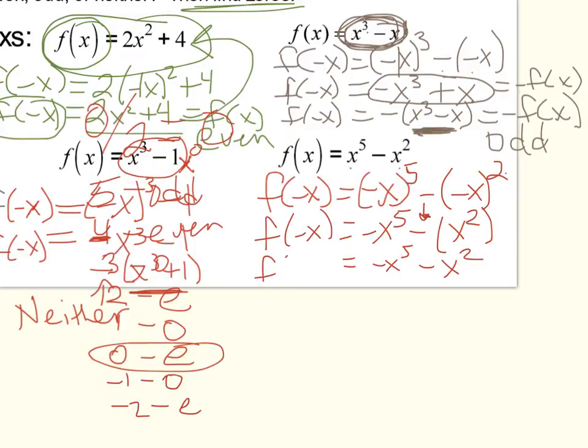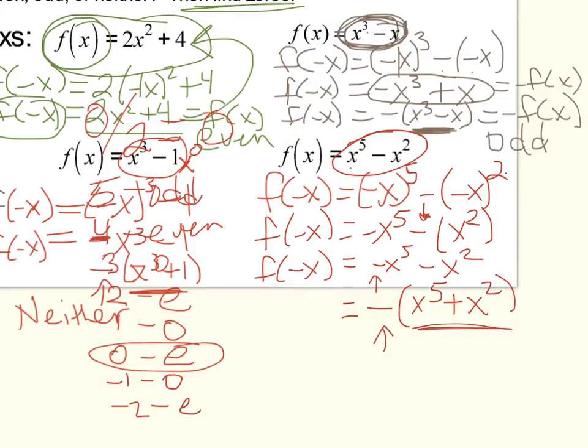All right, I'm looking at that and I'm saying, yep, I was right. It's neither because it didn't give me exactly f of x back. That's not f of x. It has a different sign right there. But it's not the opposite of f of x because not all the signs are different. If you need another step to see that, factor out the negative, and you can see that it's the opposite of this thing, but that's not f of x. All right, so it is, in fact, neither.